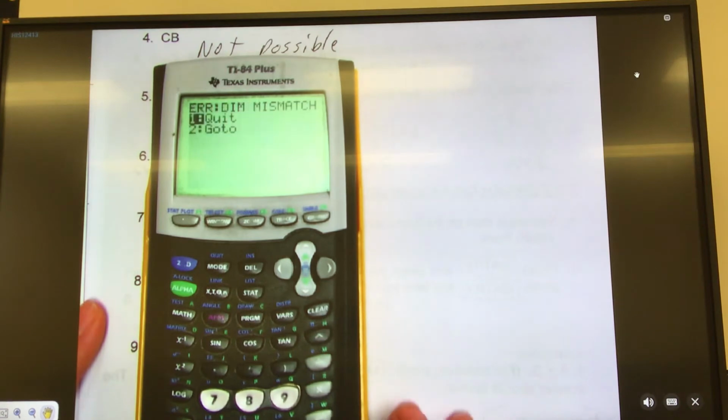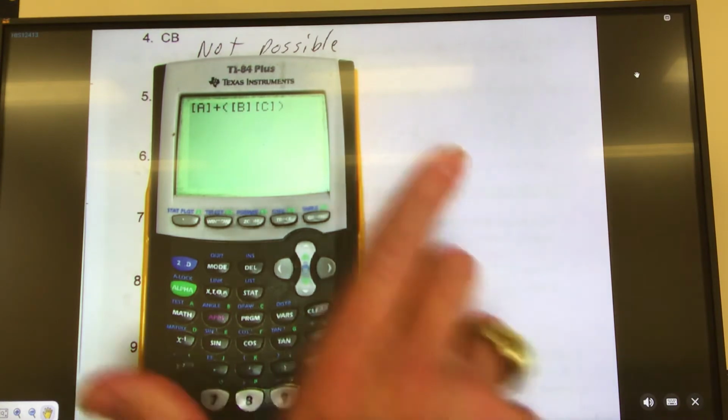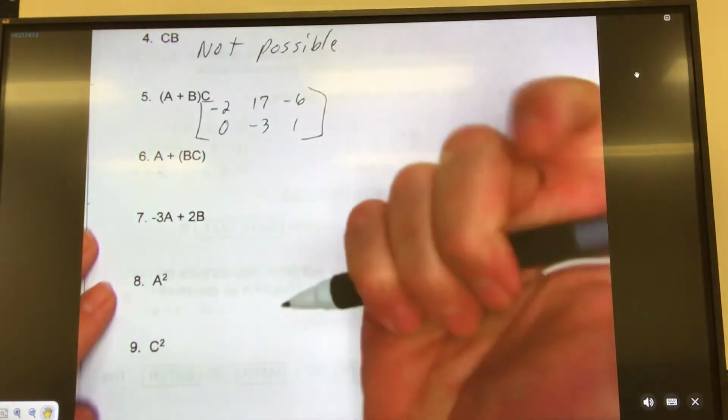Hit enter. It tells me go to, and that one again is telling me there's something going on at the end. That one is an error, and that's because those guys do not match up. They will not be the same dimension as A once they're multiplied together. They would yield a 2 by 3, which cannot be added to a 2 by 2. So this one is not possible.